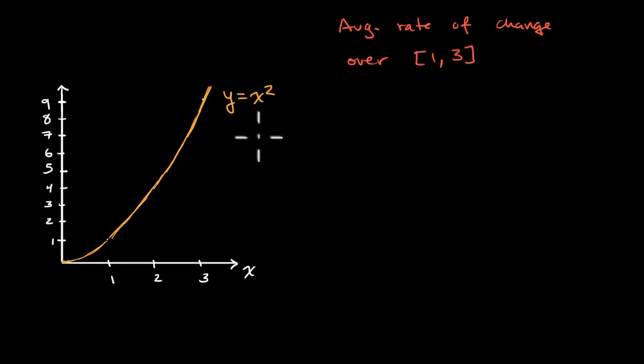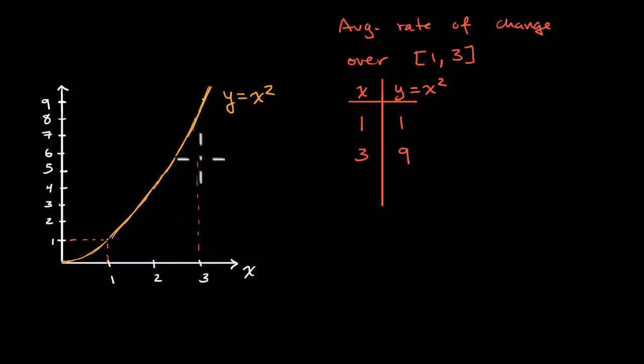Well, we could do this even without looking at the graph. If I were to just make a table here, where this is x and this is y is equal to x squared, when x is equal to 1, y is equal to 1 squared, which is just 1. You see that right over there. And when x is equal to 3, y is equal to 3 squared, which is equal to 9. And so you can see when x is equal to 3, y is equal to 9.